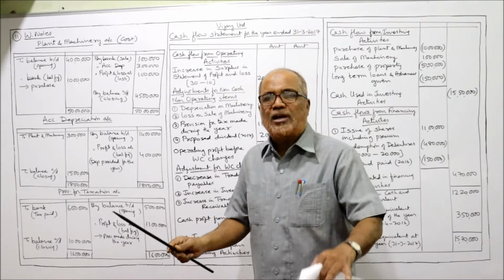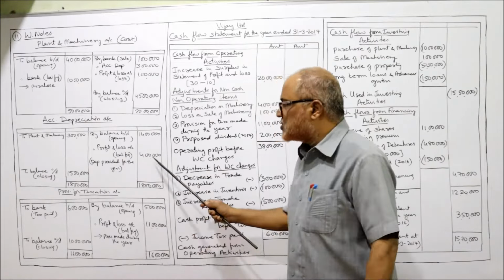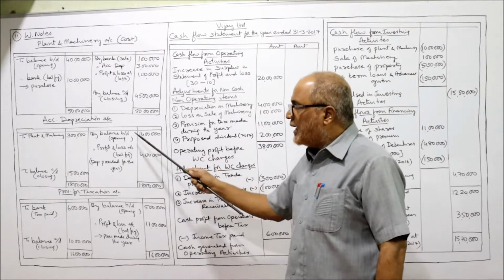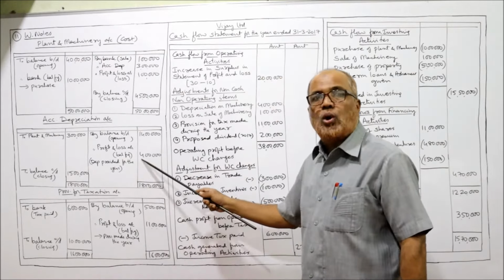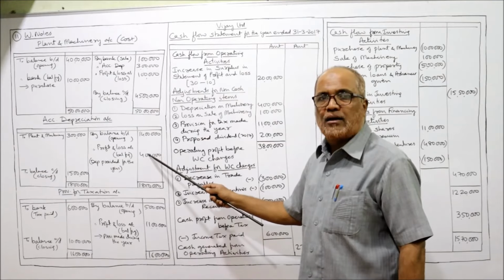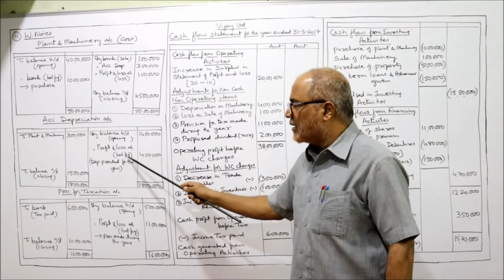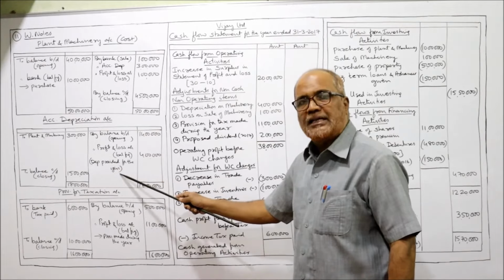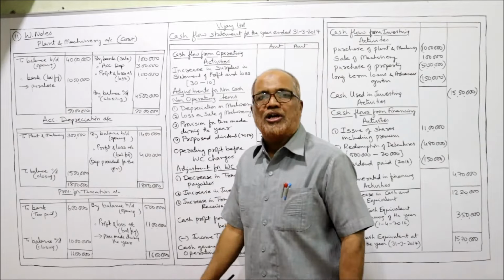So all the machinery depreciation is 4 lakh. And this depreciation will be taken as a non-cash item here. Only by preparing this account do we come to know there is a depreciation of 4 lakh. This is the balancing figure in the profit and loss account, depreciation provided for the year. That's it. Now we'll come to the plant and machinery account.